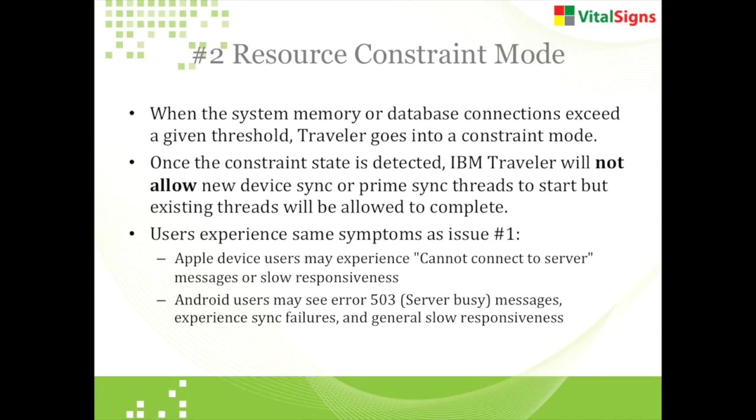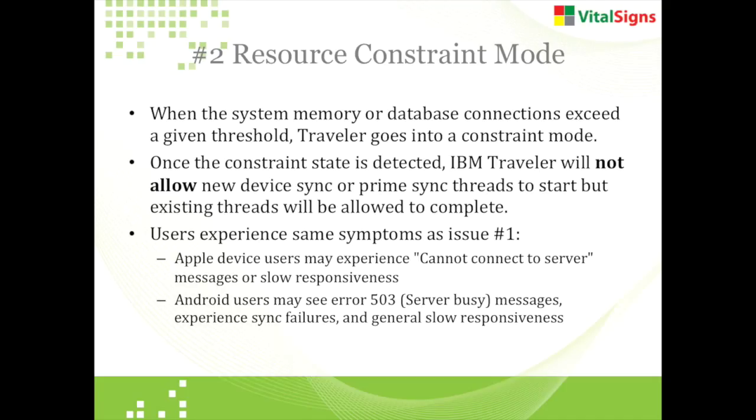Number 2, the second issue that can cause unhappiness with IBM Traveler servers is when the server goes into resource constraint mode. Resource constraint mode is a feature of Traveler: when the Traveler server detects that it doesn't have enough memory or that it's using too many database connections, it will go into constraint mode. And what that means is, I'm going to stop taking on any additional work until I have enough memory, or I'm not using as many database connections, and so forth.